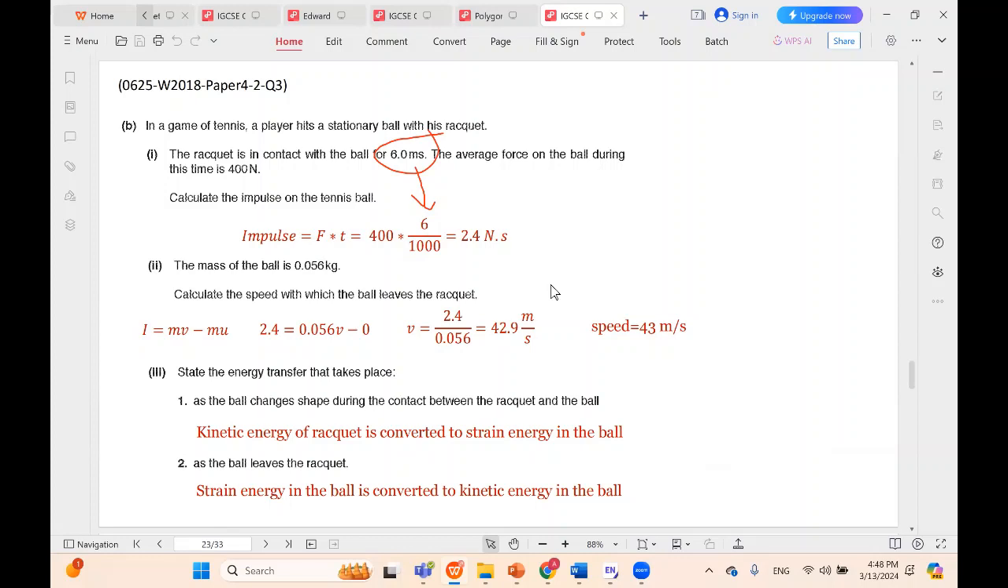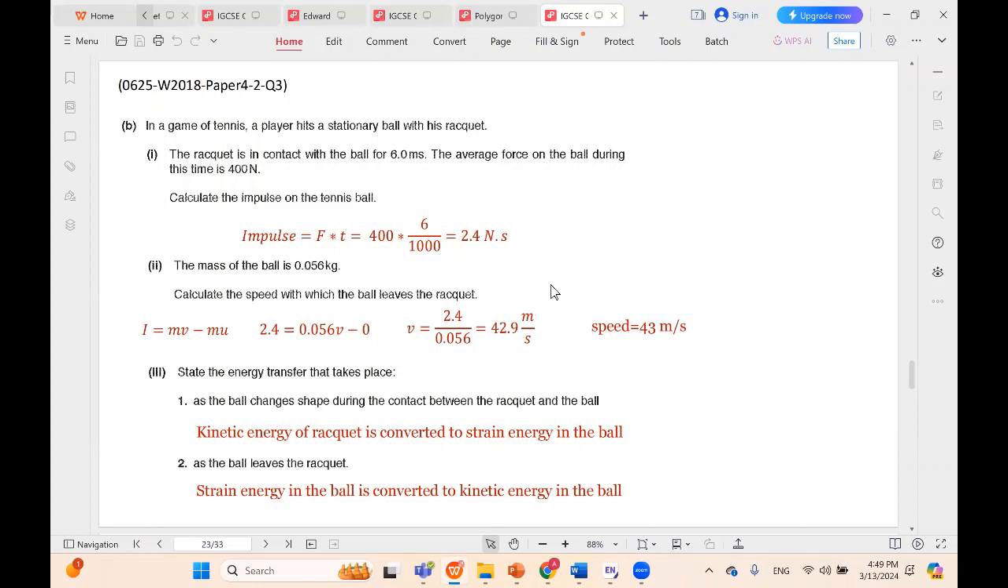In double I, we're told the mass is 0.056. Calculate the speed with which the ball leaves the racket. So the ball is initially stationary, so it has 0 speed initially. And we are given that the impulse is 2.4. So impulse is final momentum minus initial momentum. 2.4 equals the mass times the speed minus the initial momentum, which is 0 because the ball is stationary. And we want the final speed. So now we have an equation in V. We divide 2.4 by 0.056 and we get 42.9. Of course, this is approximately 43.